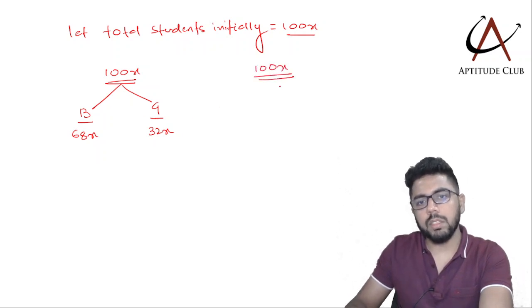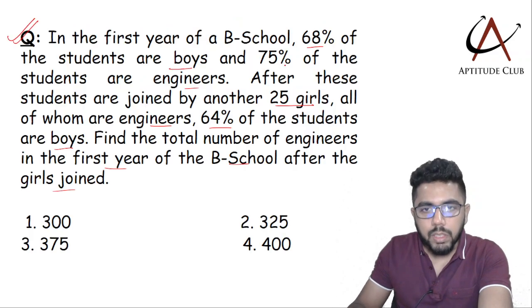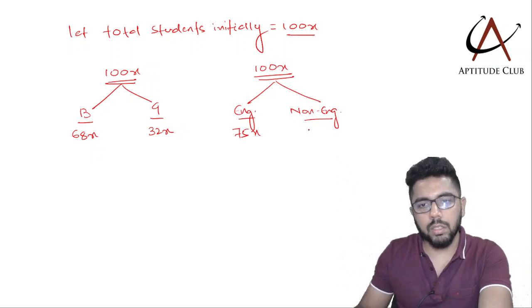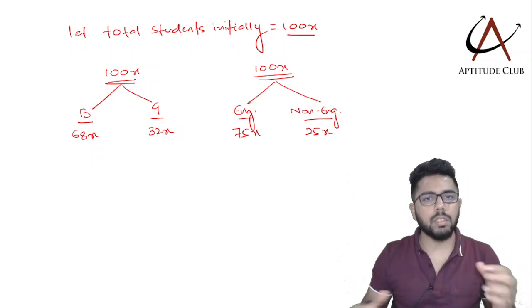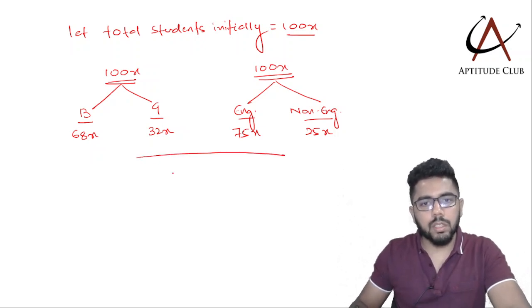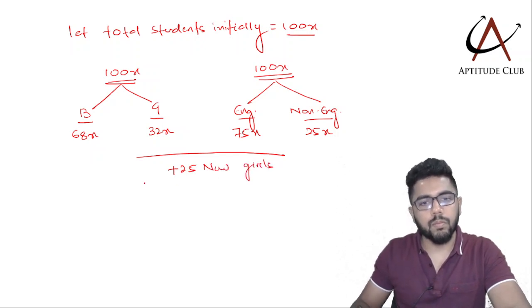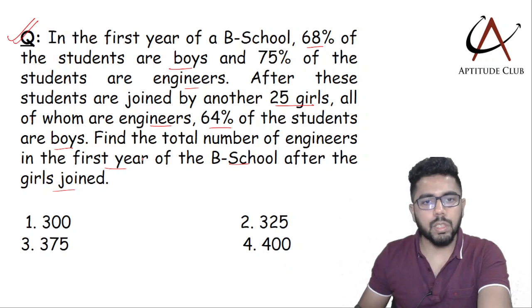And the same 100x, if I break it up as engineers and non-engineers, 75% of the students are engineers, so I can write it as 75x, and the non-engineers are 25x. Now we don't know how many boys are engineers or how many girls are engineers in this initial categorization, but what happens next is 25 new girls have joined. After these 25 new girls have joined, the result is 64% of the students are boys.